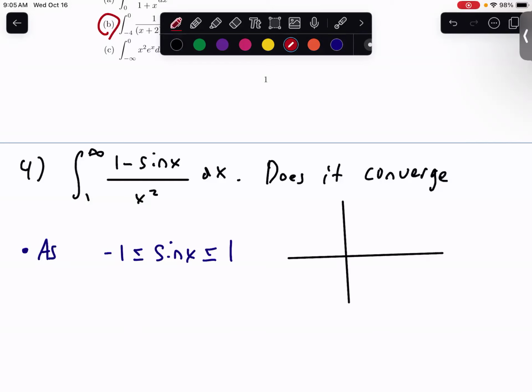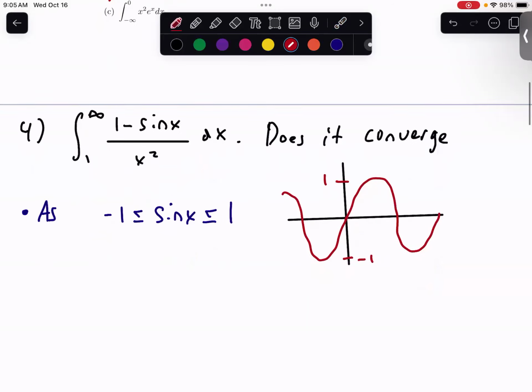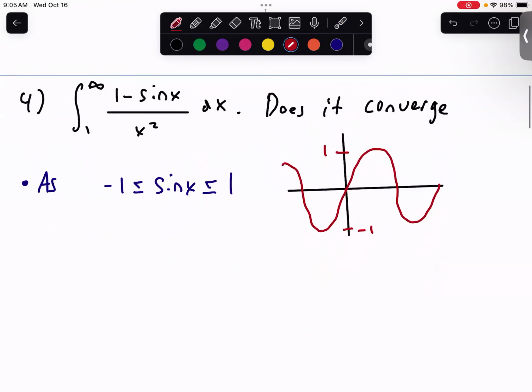The graph of sine looks something like this, where this is 1 and this is -1. So it's always bounded above by 1 and bounded below by -1. What this tells you is it's going to give you a restriction on how high this numerator can get, right? The largest this numerator can get is when we have 1 minus -1, or really 1 plus 1. So since sine is bounded between -1 and 1, this implies that 1 minus sine of x is always going to be less than or equal to 2.